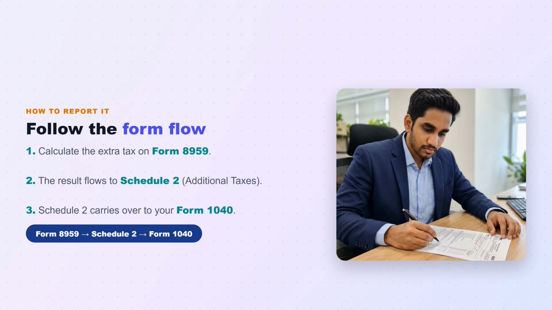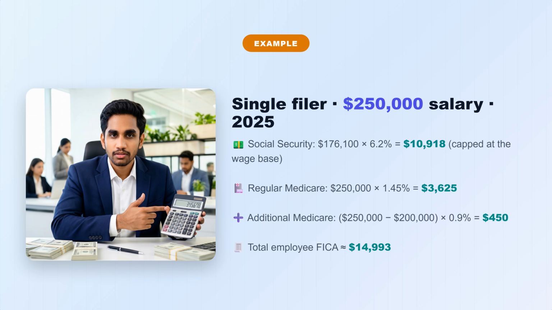So how do you report it? Follow the form flow. Step 1. You calculate the extra tax on Form 8959. Step 2. That result flows on to Schedule 2, which is for additional taxes. Step 3. Schedule 2 carries over to your Form 1040. So the path is Form 8959, then Schedule 2, then Form 1040. Memorize that flow. Let's run an example.